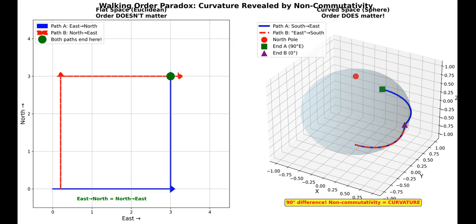Now I want to introduce you to one of the most beautiful ideas in the paper, the idea that acceleration is curvature's boundary shadow. Let me explain what this means through a visual thought experiment.